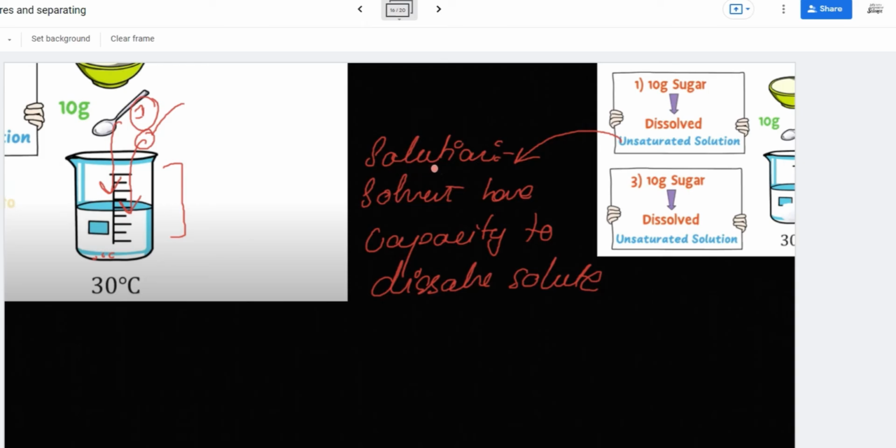So if a solvent is dissolving, nothing is left behind, nothing is settled down, this means the solvent has the capacity to dissolve a solute, okay, and we call it unsaturated. Does it make sense? Excellent.